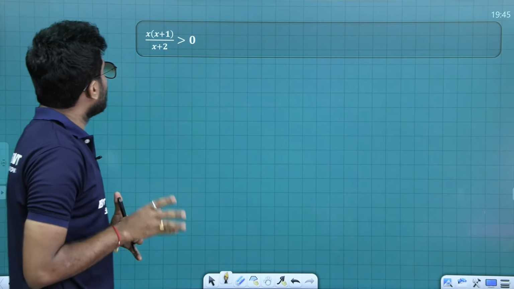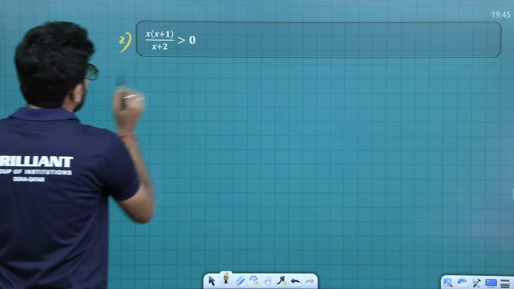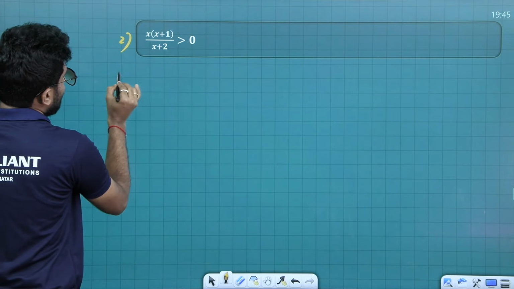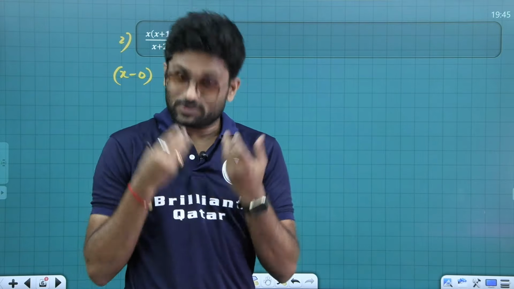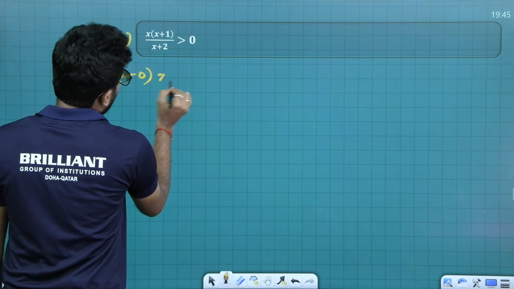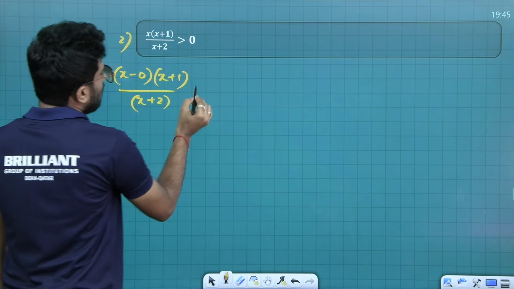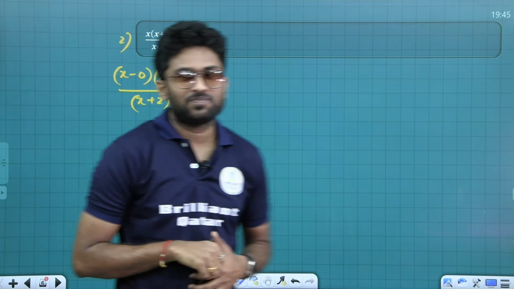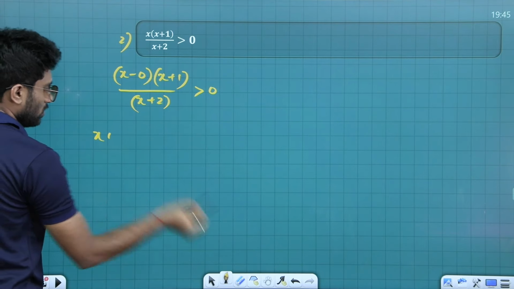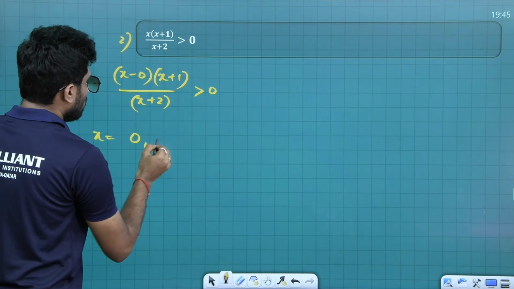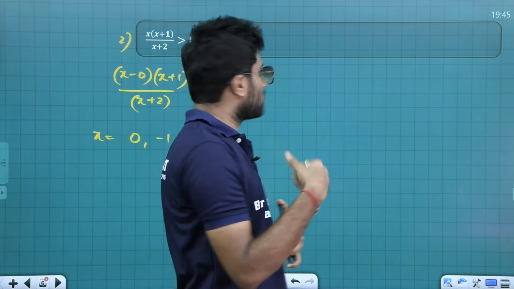x times (x plus 1) whole divided by (x plus 2), greater than 0. Now let's see, my dear friends. This x can be written as x minus 0. That means 0 is one of the critical points that we have. What are the critical points? Numerator: 0, minus 1. Denominator: minus 2. 0 and minus 1 are zeros. The denominator's minus 2 will be a pole.